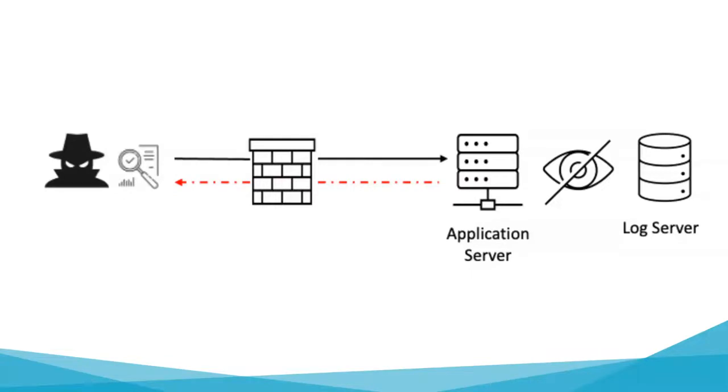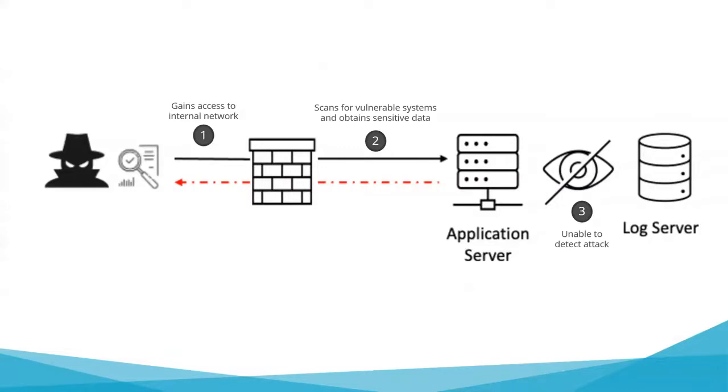Let us understand with the help of a scenario. In the following scenario, the attacker exploits an organization that does not use adequate logging and monitoring. So the attacker gains access to the internal network and then runs a scanning tool to locate the internal systems with known vulnerabilities. He then obtains the sensitive data. Since the organization does not follow any adequate logging and monitoring practice, they are unable to detect the attack. So the data breach continues undetected for months.